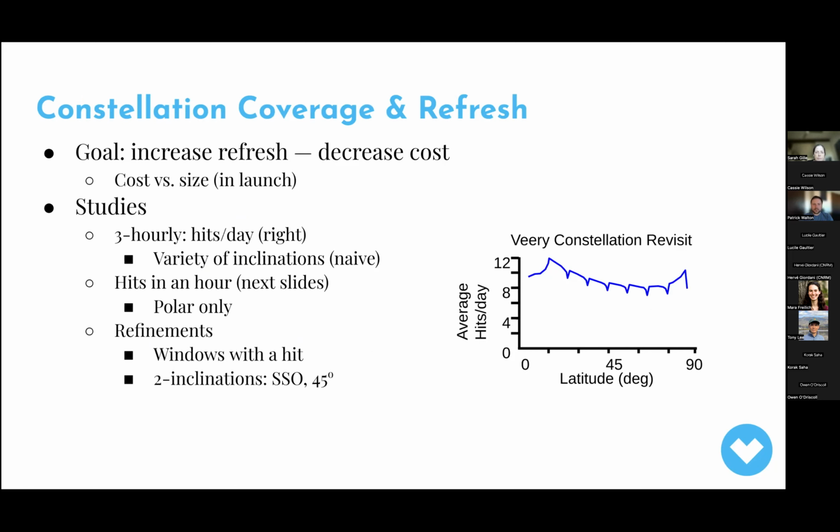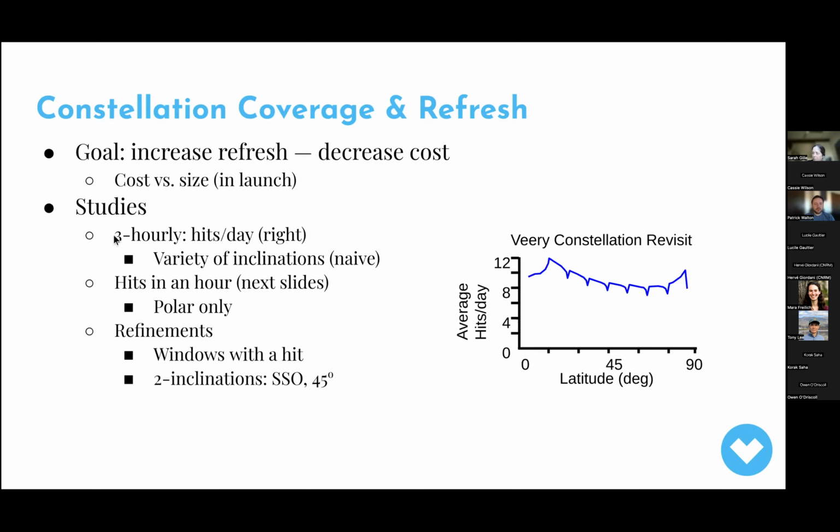So, we've done a number of simulations of the constellation coverage and refresh. The goal here is to increase refresh while decreasing cost. And I should note that there's a difference between the cost of the constellation and the size of the constellation due to launch availability. So right now, SpaceX transporter missions, which our costs are structured around, have a sun synchronous schedule and a mid inclination schedule. And so we're kind of limited to those inclinations.